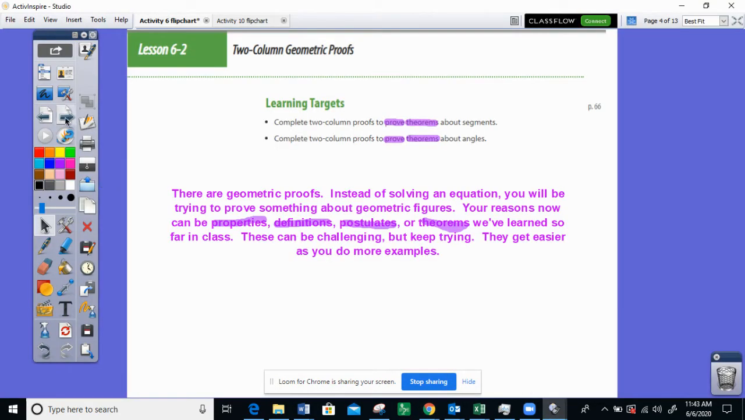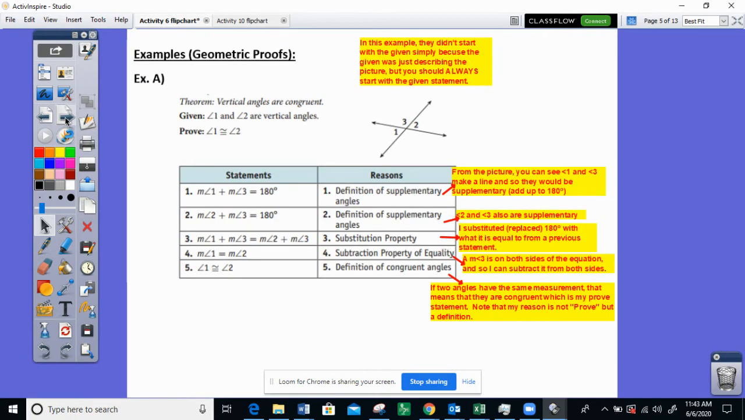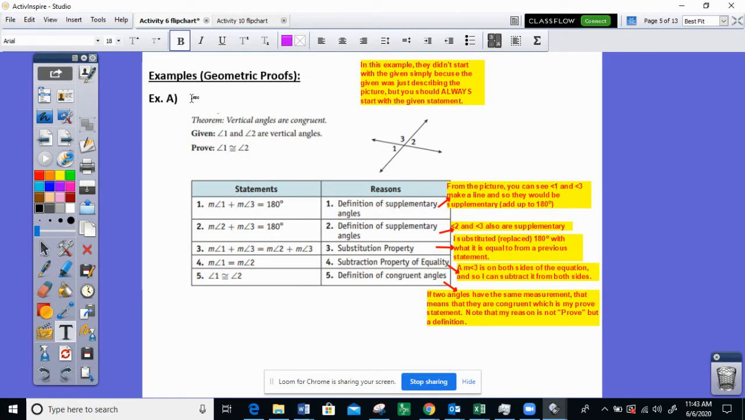So we're going to dive in and we're going to look at some of the examples that your book gives you. This first example, if you're following along in the PDF, is on page 66. So this is the theorem that we're trying to prove. Vertical angles are always congruent. We could call that the vertical angles theorem.